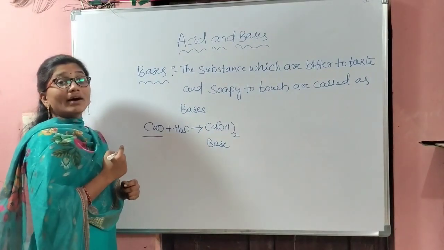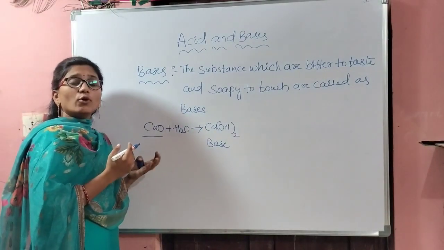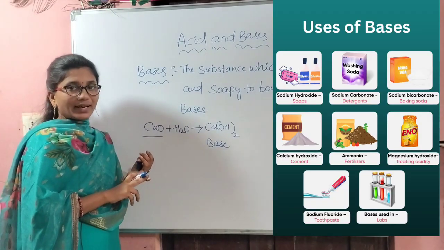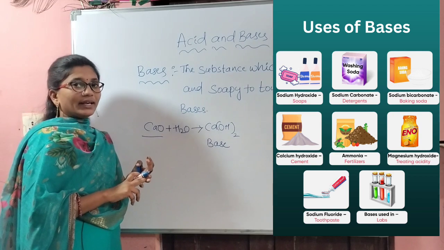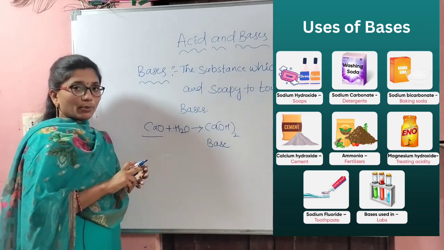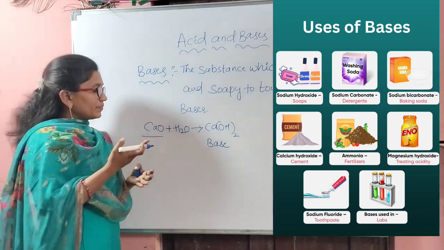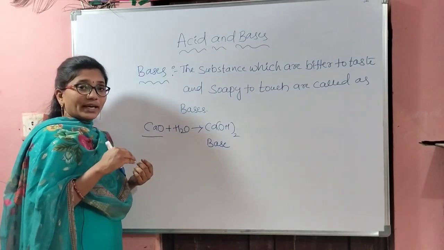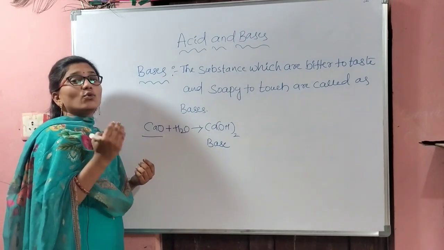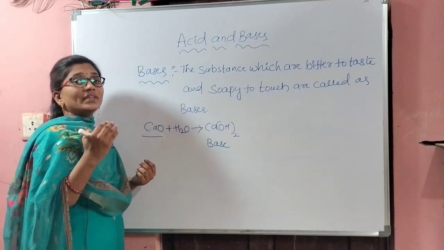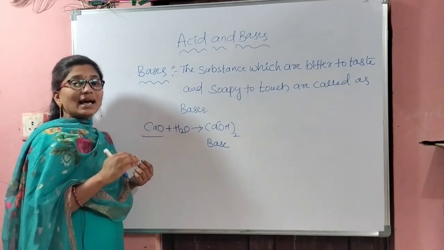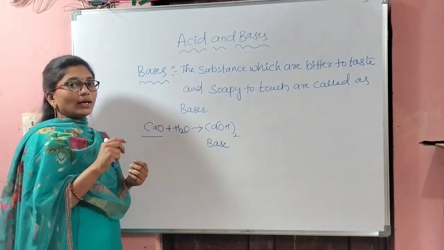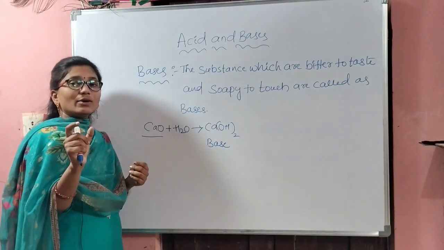Then where do we find these bases? Mostly, as I have told you, in the making of soaps. In soaps and detergent solutions we can find sodium carbonate, sodium bicarbonate, which means washing soda, baking soda, and also calcium hydroxide. All these substances contain basic nature. They will have bases inside their chemical composition, because a particular substance will give a particular nature.